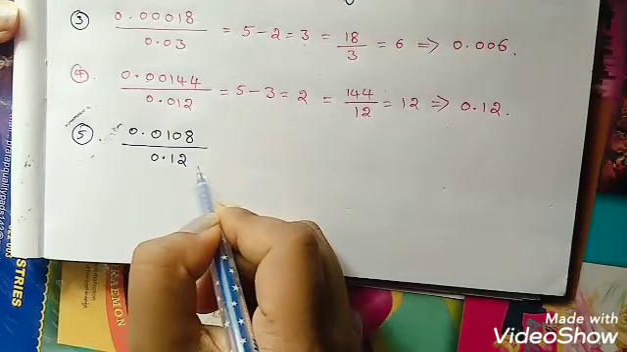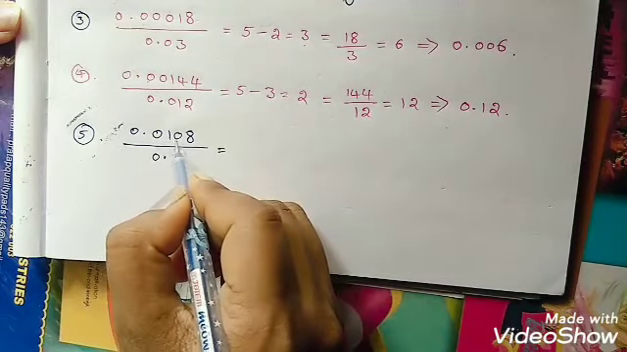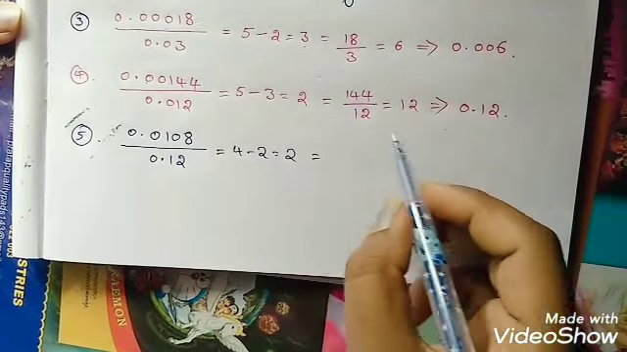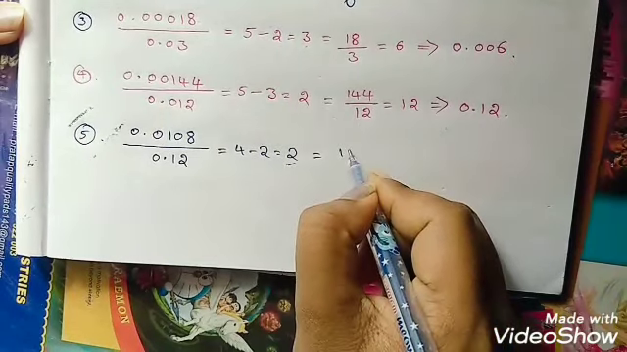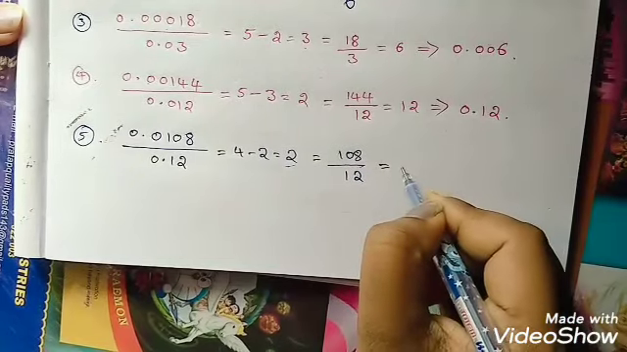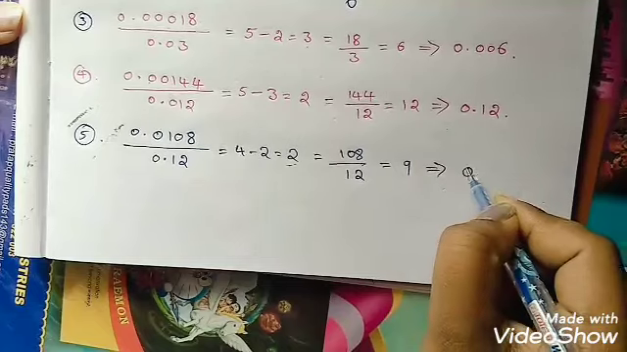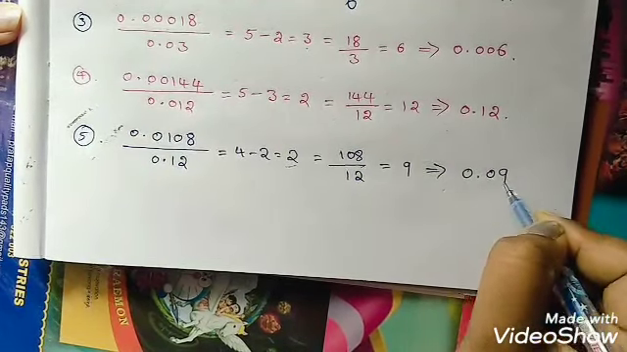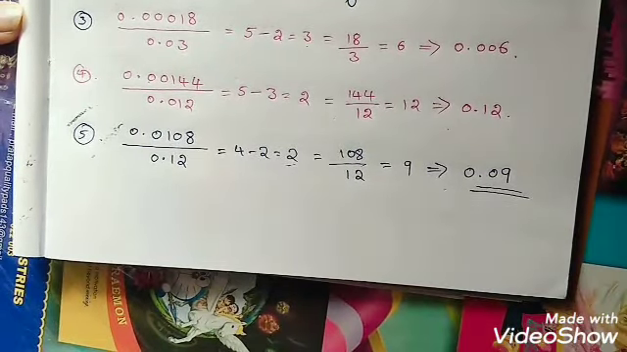See the next one, 0.0108 by 0.12. This is also same, students. If you count these numbers, 1 2 3 4 minus 2, then 2, that means you should get a 2-digit number after the decimal value. If you do directly 108 by 12, then the answer will be 9, right? 9 12s are 108. Then in the final answer you should get, after the decimal, a 2-digit number. That's why before 9 you can place 0 here. This is about the divisions.